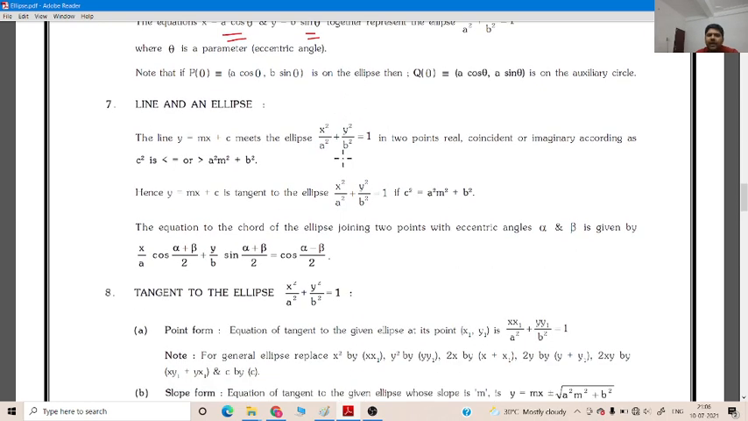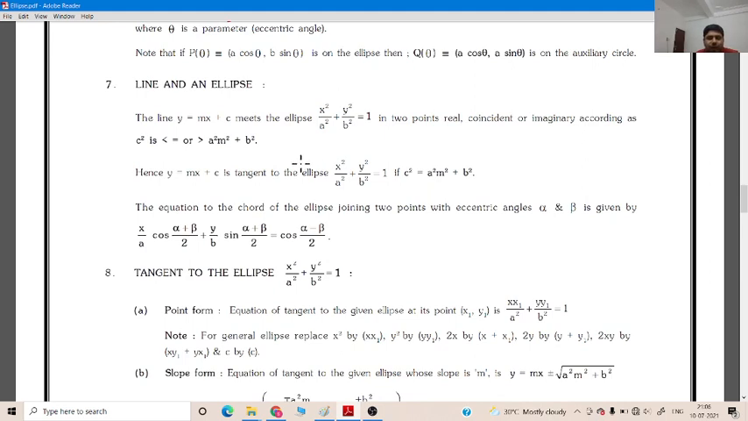Again, line and an ellipse. When you consider a particular line and an ellipse, the given line may intersect the ellipse, or touch it, or neither intersect nor touch. If you consider the equation of the line as y equal to mx plus c, it may meet the ellipse in 2 real points.